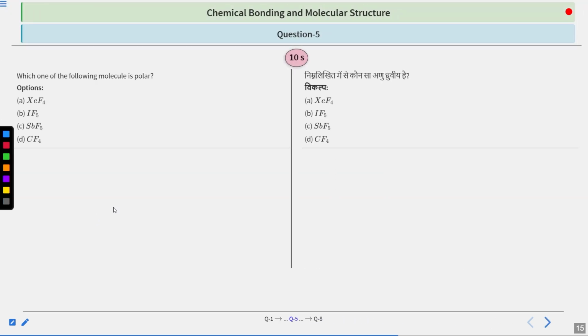Which one of the following molecules is polar? Your options are A, XeF4; B, IF5; C, SbF5; and D, SF4. You have to see which of these is polar, and your time starts now. You have 10 seconds to solve this question.